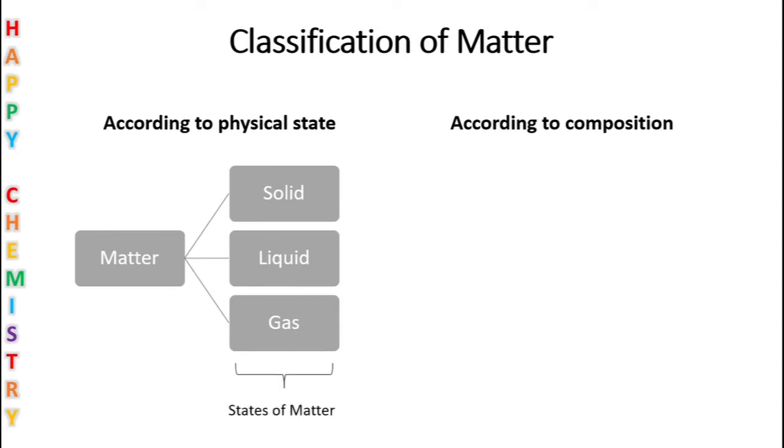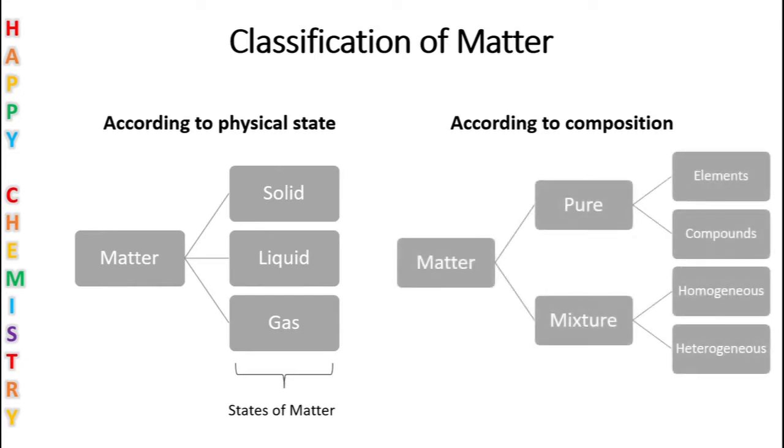According to the composition, matter can be divided into two main categories: pure substances and mixtures. Pure substances are again divided into two categories: elements and compounds. Mixtures again divide into two categories: homogeneous mixtures and heterogeneous mixtures.